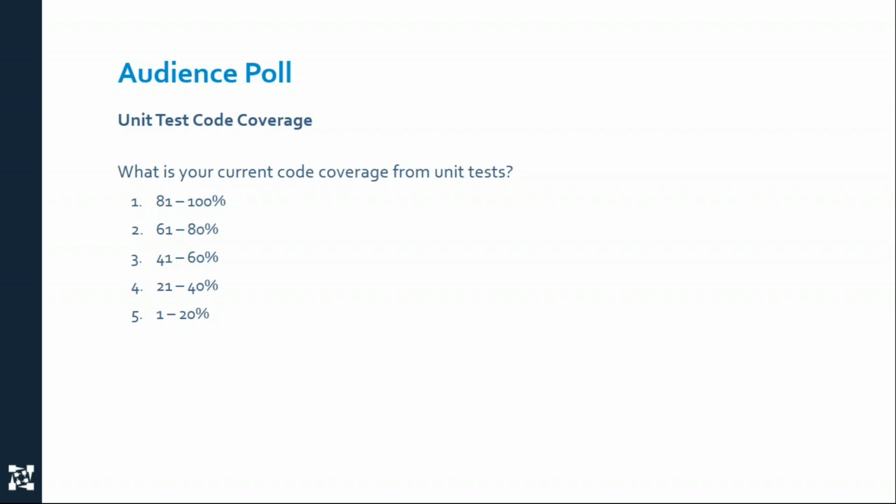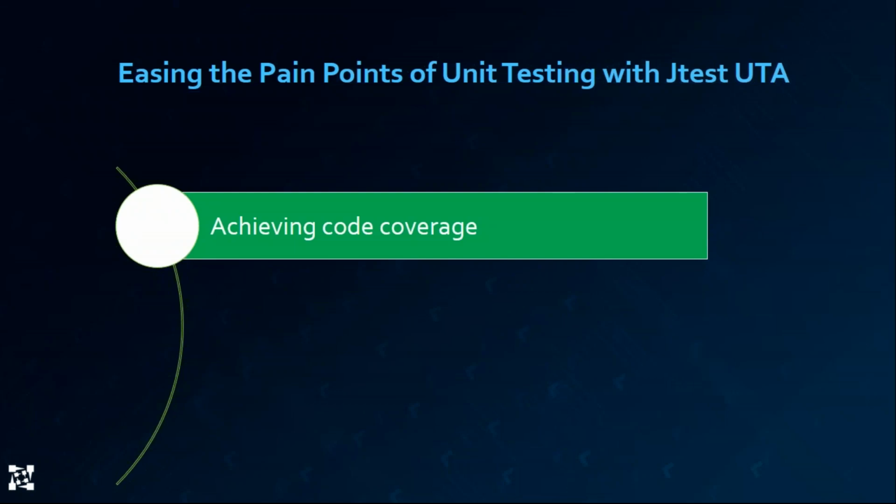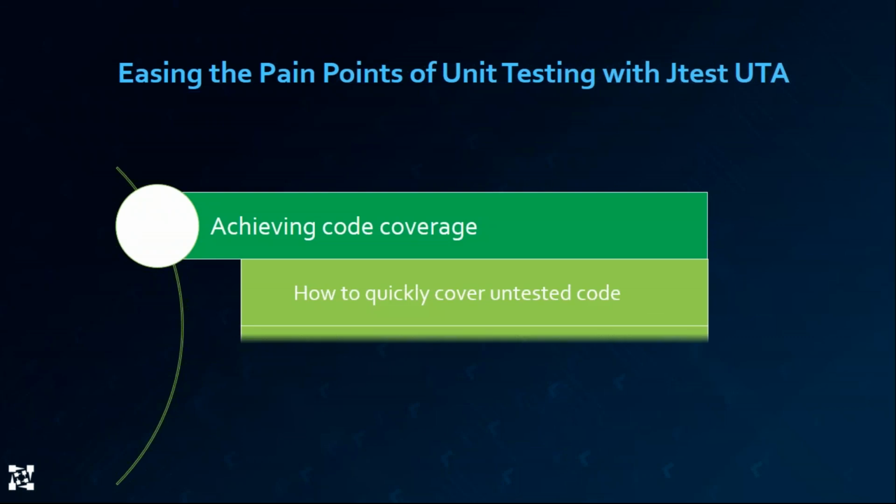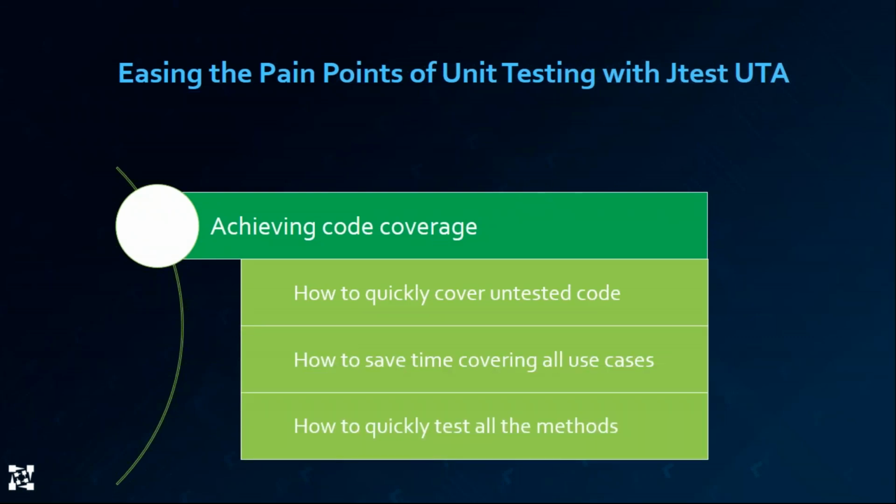Okay, so let's go back to the slides. So let's focus and talk about achieving that coverage. So how can we help streamline the process of getting to those coverage numbers, Stefan? Yeah, so in the second session here, I'll be talking about how JTest Unit Test Assistant can help you quickly uncover those areas of untested code. Then we'll look at how to cover all these use cases within your method or function, and then quickly create multiple unit tests for all your methods within a particular package or project.